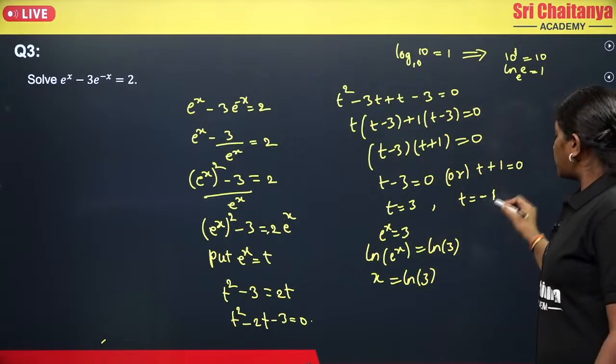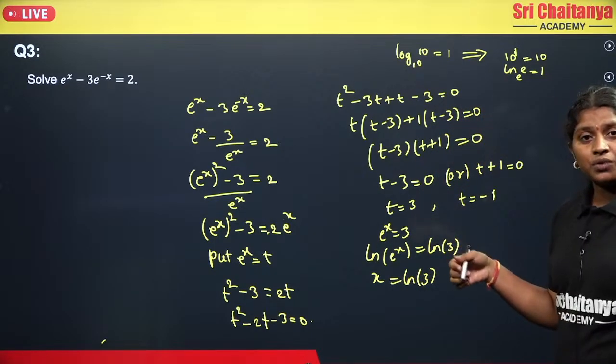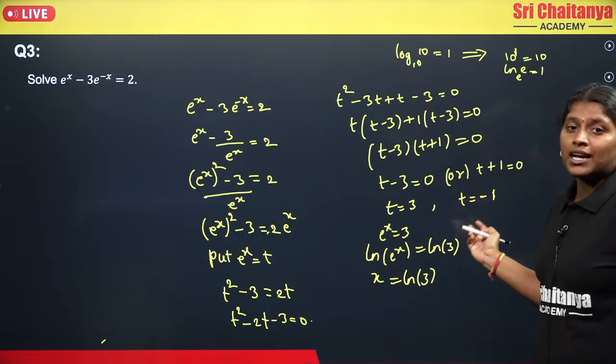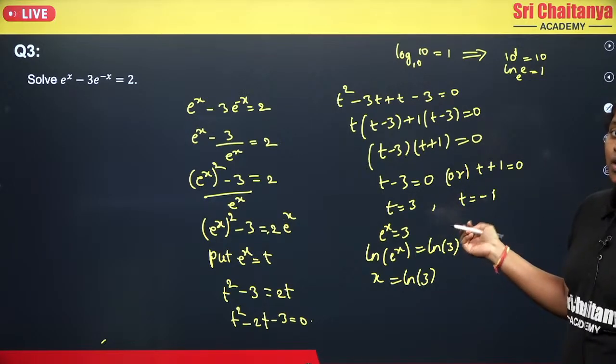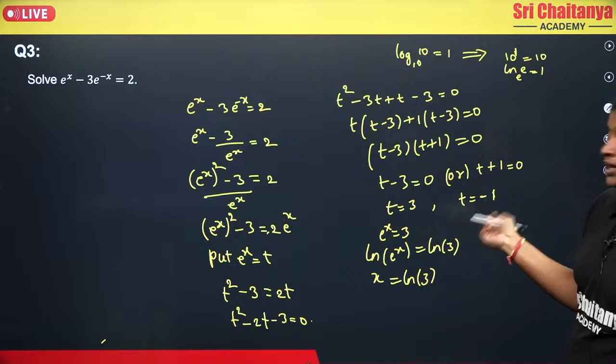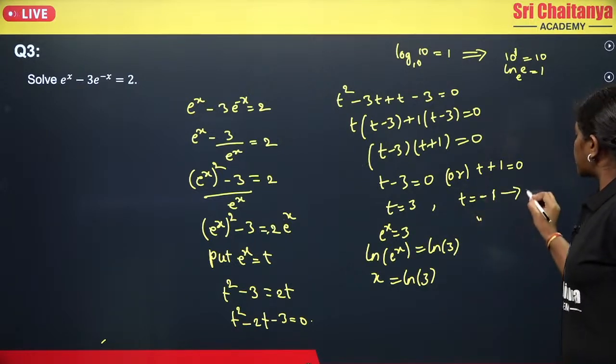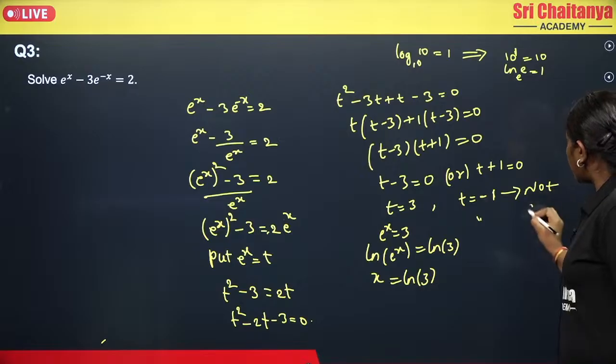Clear? Now why are we not taking the minus 1? Because if you apply the natural log on both the sides, you will get ln of minus 1, which is not a possible value. That's the reason we are not going to consider that condition. So here we can simply write that it is not defined.